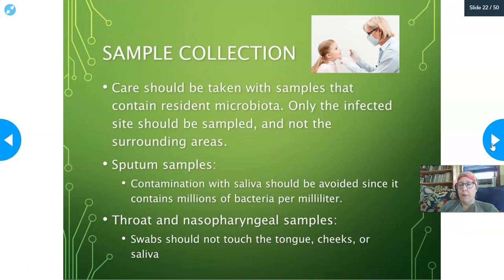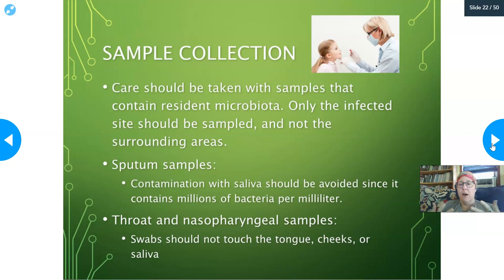Care should be taken with samples that contain resident microbiota. We've learned about the microbiome, and there are some good guys all over the place, and we're really not interested in identifying them. So you really just want the infected site. For example, for sputum samples, you want to try to avoid contamination with saliva. You want them to be hacking something up. And usually your respiratory therapist can be your best ally to collect a good sputum sample, because they can give them breathing treatments and things that loosen stuff up.